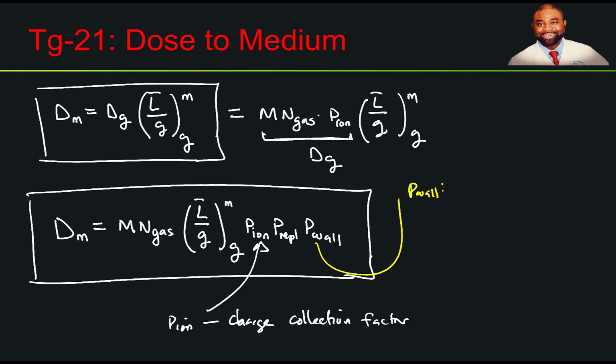Now, for photon beams, the situation is a little bit more complicated than for electron beams. But keep in mind that P-wall corrects for the perturbation introduced as a result of the differences between the material of the chamber wall and the material of the medium. Essentially, it violates the charged particle equilibrium due to attenuation and scatter that occurs within the walls.